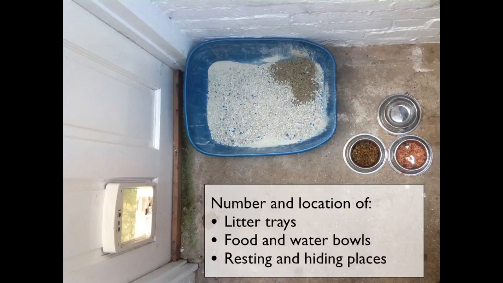So if we have one litter tray in a multi-cat household, and one or two food bowls and water bowls, it's quite likely that that's going to lead to conflict over those resources, because cats need to have access to those resources on an ad lib basis.